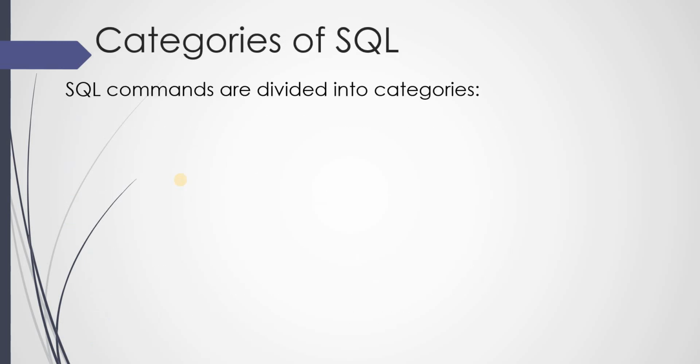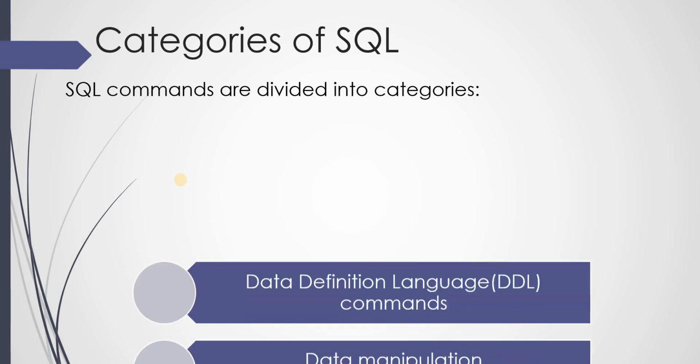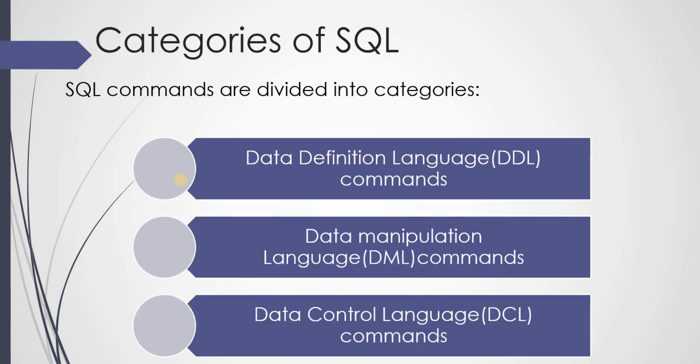Categories of SQL. Now SQL commands are basically divided into three categories: Data Definition Language, DDL, Data Manipulation Language, DML, and the last one is Data Control Language, DCL. Let us see what each of these categories are and which commands are included in them.